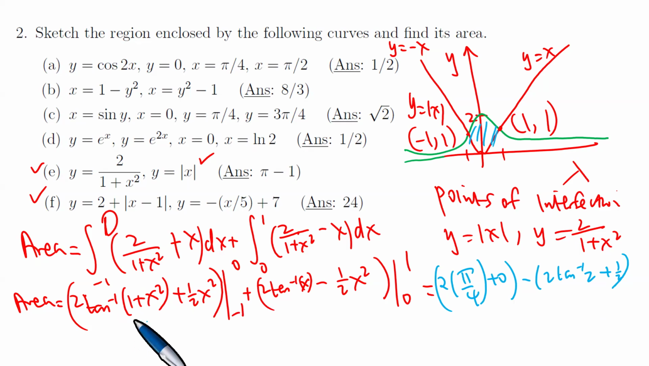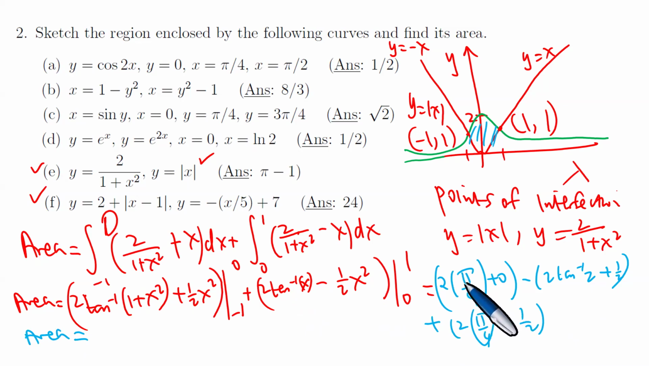So now you substitute everything. And then now you have 2 arctan 1, which is pi over 4. You substitute here, and then you put the 1. You have a 1/2. Then you put 0. Arctan 0 is 0, and then everything becomes 0 there. So the question is, what is the area?